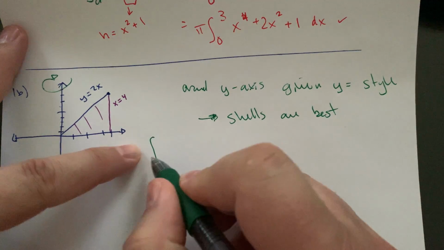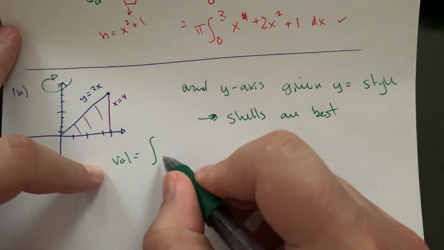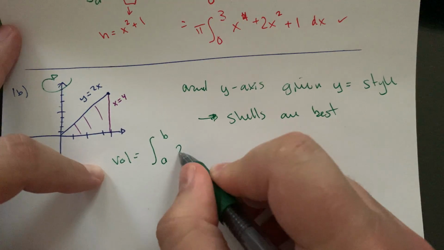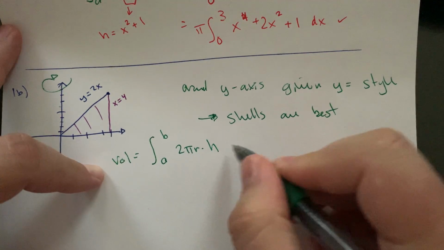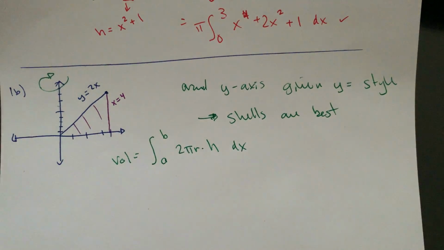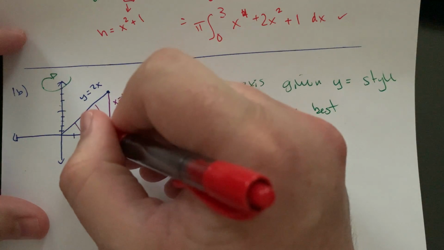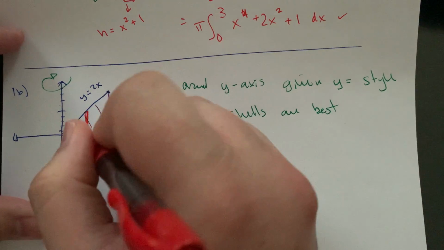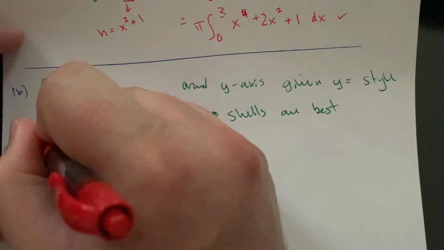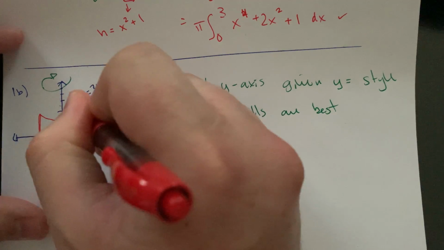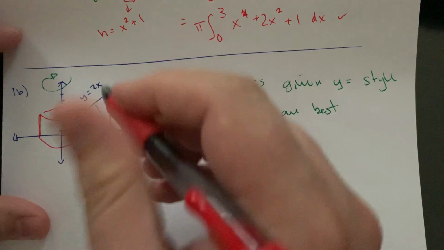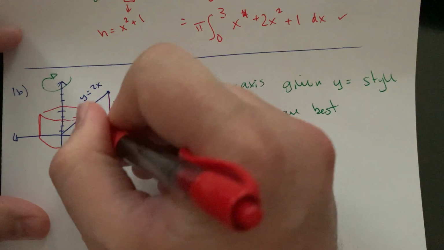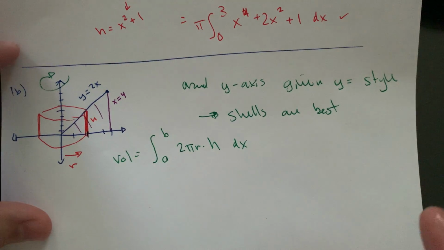So the shells setup, right, our volume should go A to B, 2 times pi times the radius times the height with respect to x, right? So we've got two different things when we are thinking about doing the rotation. What we're doing is picking an x value, and then it's getting rotated to create our shell. Something kind of like this. So you've got the radius and you've got the height.